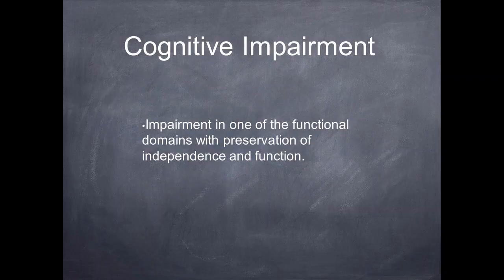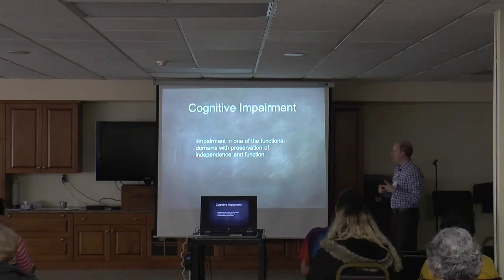So now, why do those things matter? Those are the areas of cognition. Now let's talk about when cognition goes wrong. Cognitive impairment, or MCI, mild cognitive impairment, is for people who have an issue with one of those domains, but they're still independent with their IADLs.